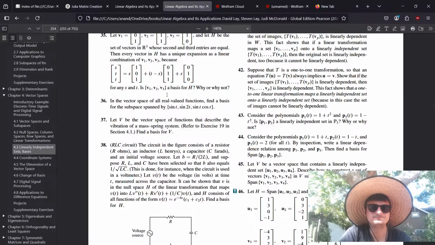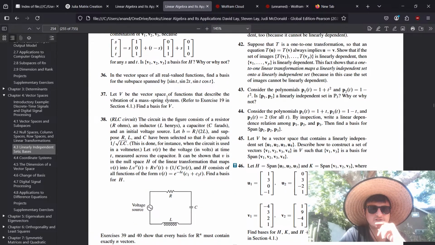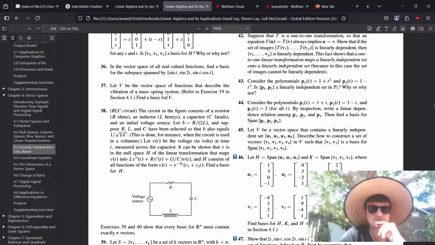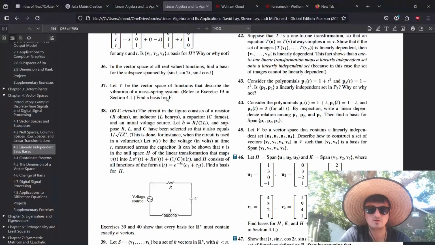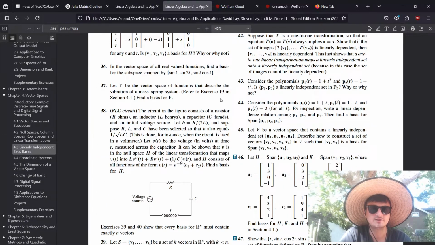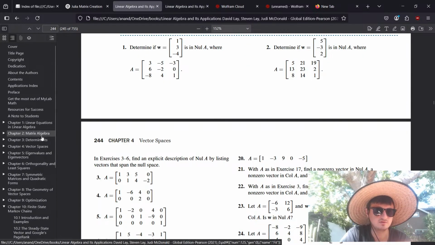All right. Let V be a vector space of functions that describe the vibration of a mass spring system. Find a basis for V. We should probably do that one. Okay. Let's just see. Were we right? Yeah, so you just take the first two. That's what I thought. Okay. So we need to refer to exercise 19 in 4.1.